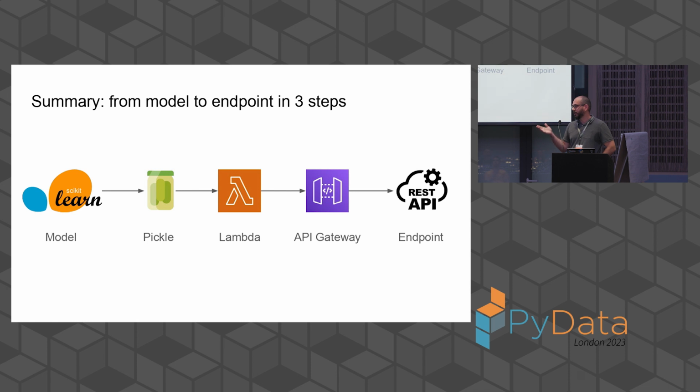Which is how you can go from a model, here I show scikit-learn, but it could be XGBoost, LightGBM, TensorFlow, whatever, to a REST API endpoint in 3 steps, which are reasonably simple. First, you pickle the model. Then you create a Lambda function that gets this pickle and calls predict. And finally, you wrap this Lambda function with API Gateway as an endpoint.